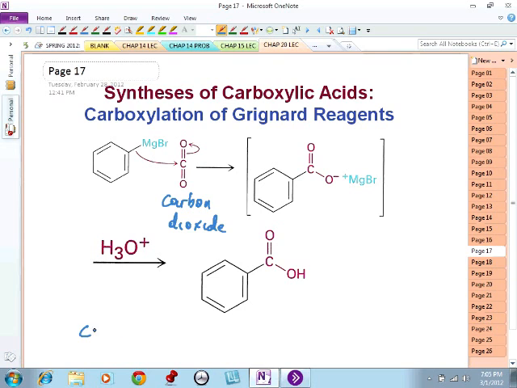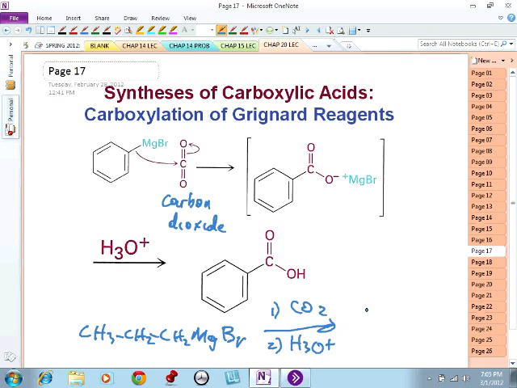You could take, I could go from here, I use a Grignard reagent. I say step 1, carbon dioxide, and then step 2, hydronium ion. What kind of product do I get? What will I get? What kind of carboxylic acid? Butanoic, exactly, butanoic.